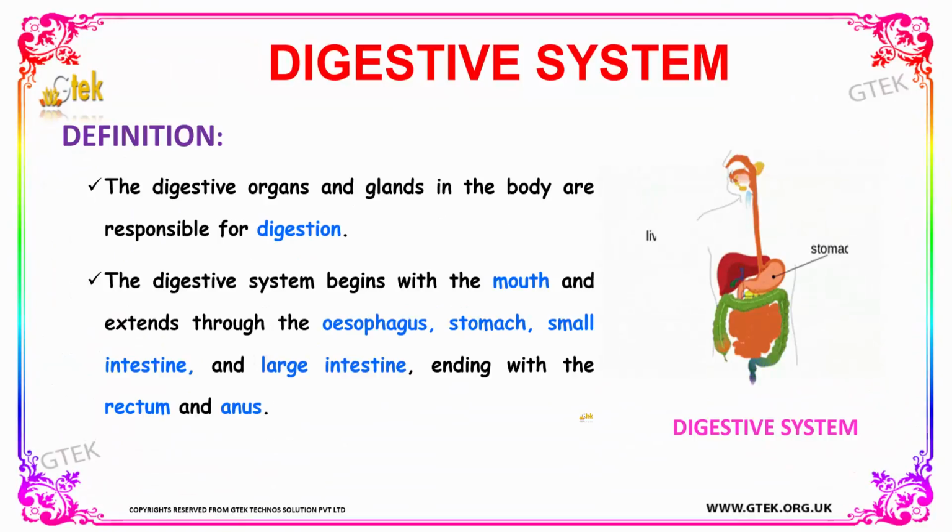Your digestive system performs digestion using the digestive organs and glands that are situated in the body. Your digestive system begins with the mouth and it extends through the esophagus, stomach and small intestine and the large intestine, ending with the rectum and the anus.